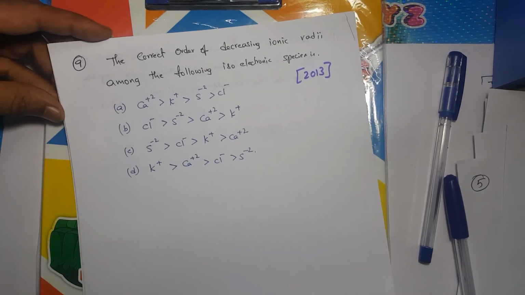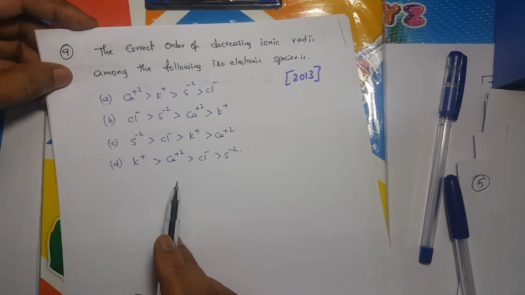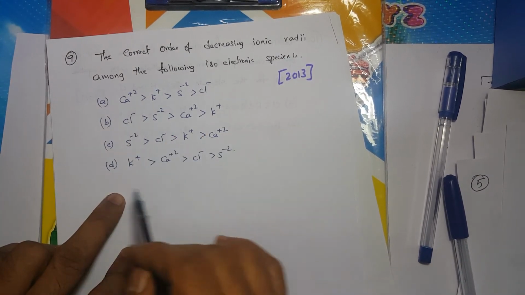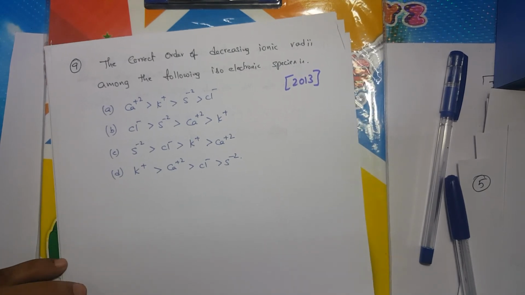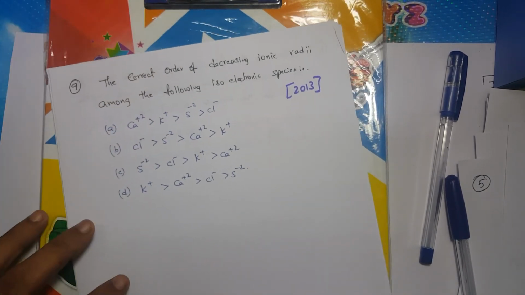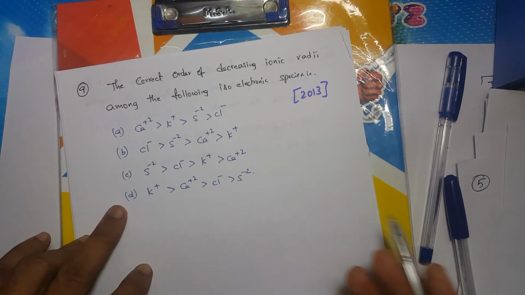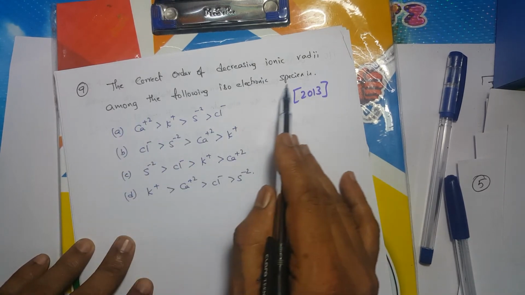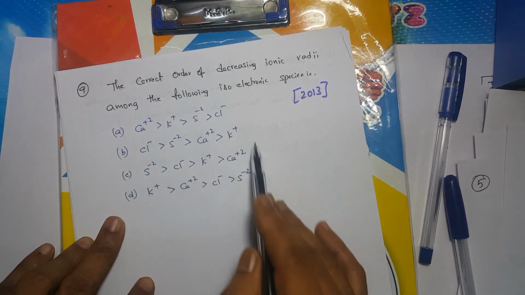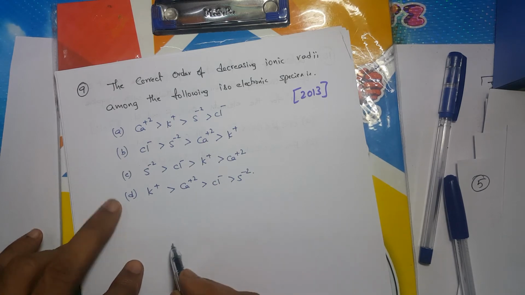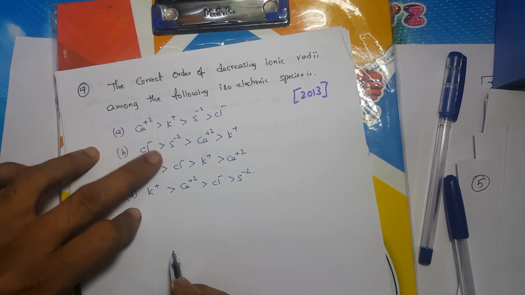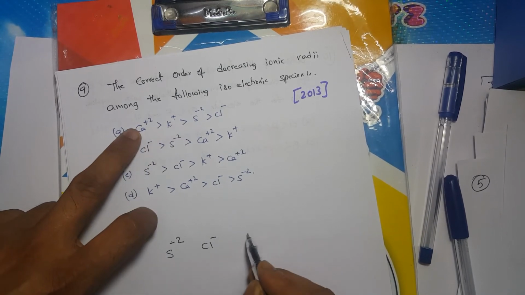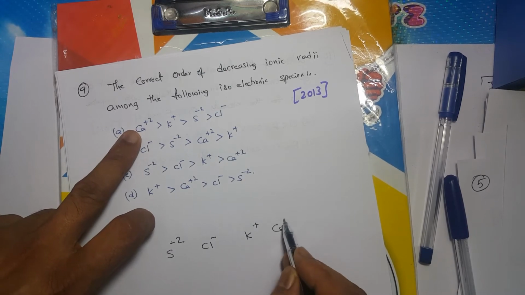Next one is similar. That's why the sizes of isoelectronic species are very, very important with respect to NEET and AIPMT. AIPMT is over, but anyway, in present NEET examinations, ionic size, that means isoelectronic species sizes, are very important. We can see so many questions are related to this. So the correct order of decreasing ionic radii among the following isoelectronic species. What are the species they have mentioned? I will write the species separately. First you have to separate the anions, S minus 2 and Cl minus, and the cations, K plus and Ca plus 2.